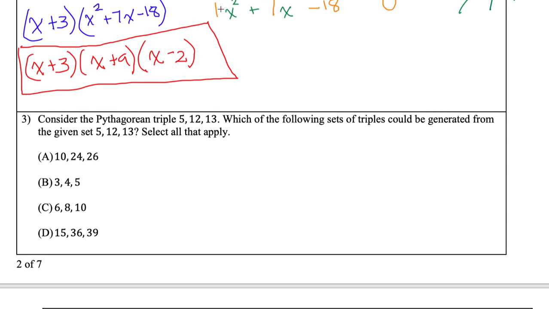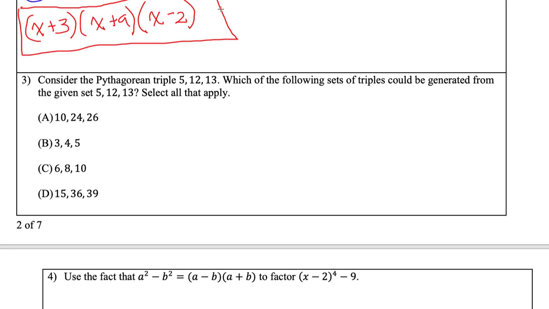We have the Pythagorean Triple 5, 12, 13, which means 5 squared plus 12 squared must equal 13 squared. Which of the following triples can be generated from that set 5, 12, 13? I'm selecting all answers, so I could have 2 possible answers, 3, or all of them. The way that you do this is you just multiply by any constant number. For example, let's multiply by 2. If I multiply by 2, then I get 10, 24, 26.